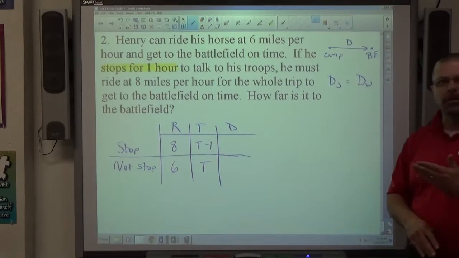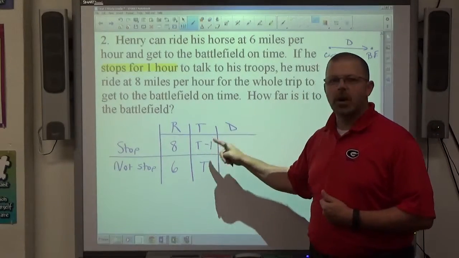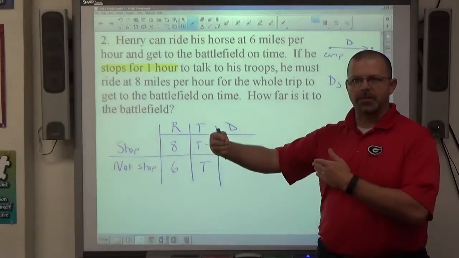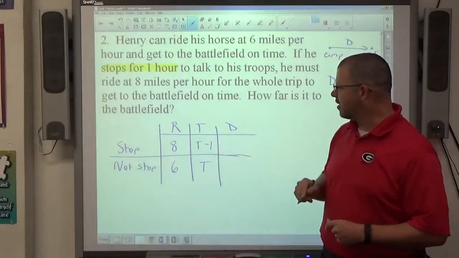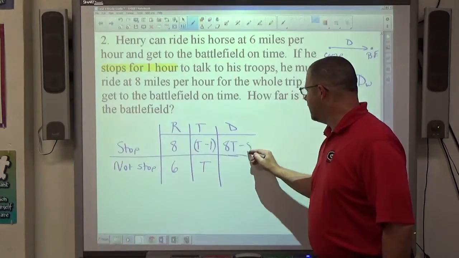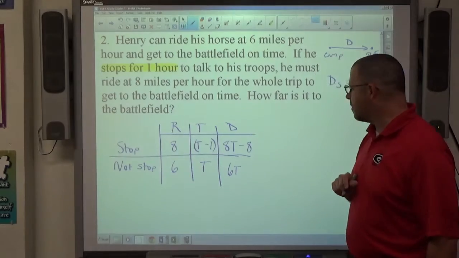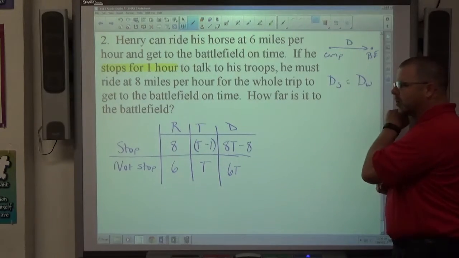A lot of people want to put T plus 1 again because they're thinking an extra hour, but again, that's 1 less hour he has to get there. Time passes, he has less time to get there, so he has 1 less hour to travel. So this time 8T minus 8 is his distance if he stops. 6 times t is his distance if he doesn't stop. We already know those distances are equal to each other.